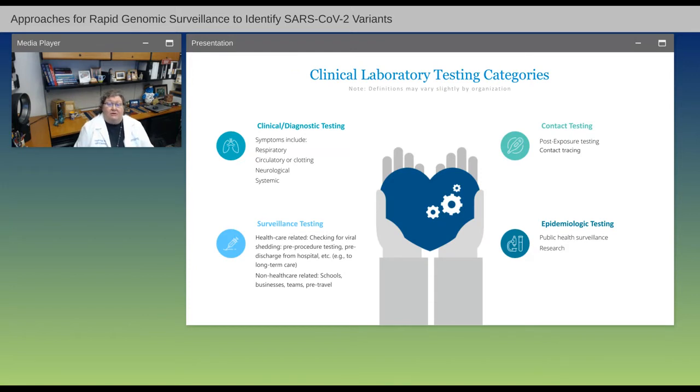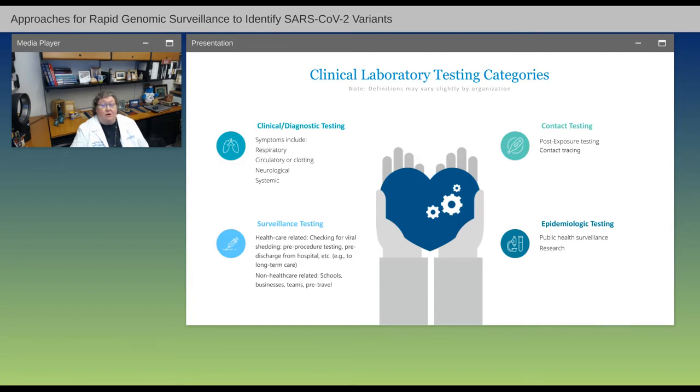Why do we use the clinical diagnostic testing, and how has that expanded during the pandemic? We all have recently taken our clinical and diagnostic testing and confined it to symptomatic testing, but we're now also involved in surveillance testing for health-related events, checking for viral shedding, looking for shedding when people go from the hospital to long-term care, and in some cases, non-healthcare related surveillance for schools, businesses, teams, and pre-travel.